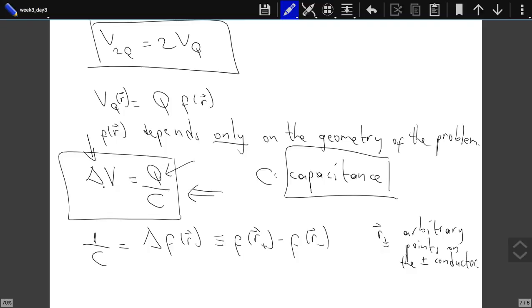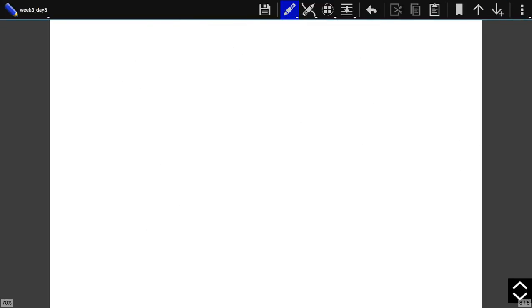Whatever the system is, this is always how you proceed. Put some charge. From that charge, calculate the electric field, or if you can, directly the potential difference. Once you obtain the potential difference corresponding to that charge, take the ratio, and that gives you the capacitance. Now let's do an example of that.